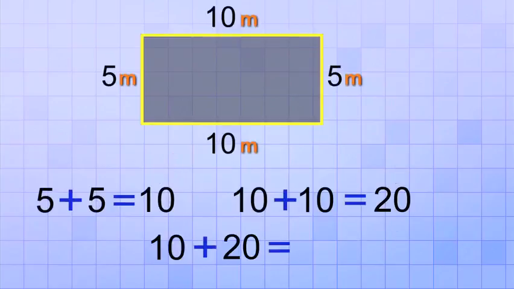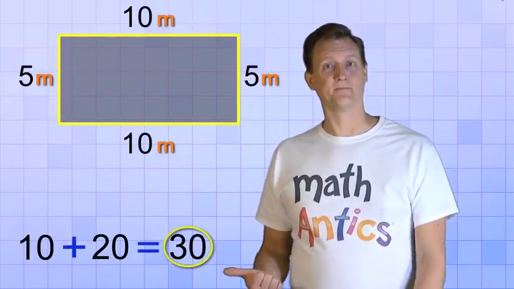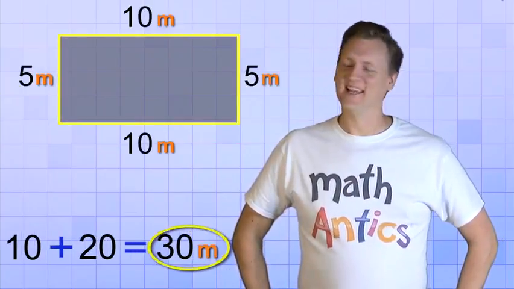10 plus 20 equals 30. So, the perimeter of this rectangle is 30 meters. You thought I was going to forget my units, didn't you? Not this time.